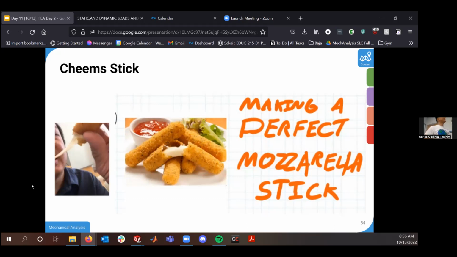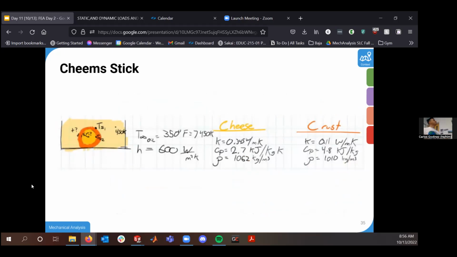So Chris has a really big love of the mozzarella sticks in the dining hall, and so he had this really fun assignment in FEA where basically you want to design the perfect cheese stick. So you do a really quick approximation. Ignore my handwriting, but basically you're going to say this circular center right here, that's cheese. We're going to say it's water in this study. And then we're going to have a thin layer of crust on the outside of it. We're going to say that's bread.